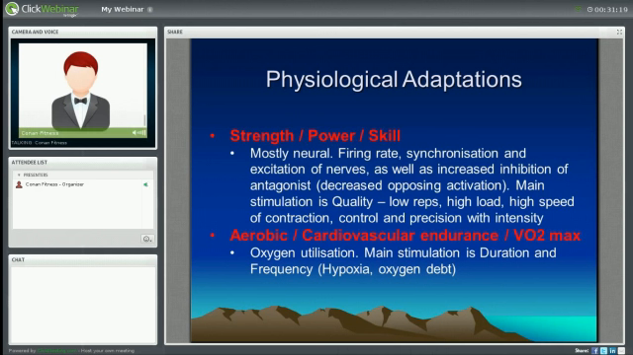So when we say, okay, great, we want to improve these things, the main stimulus to improve them is quality. Quality means you don't need many reps. In fact, high reps will be counterproductive. Low reps are best.